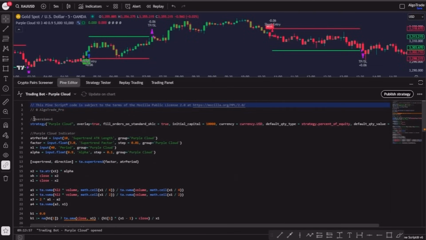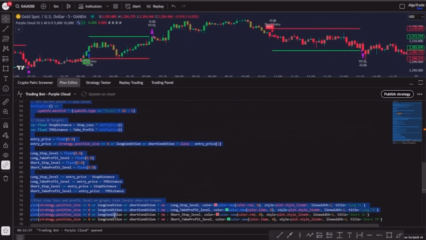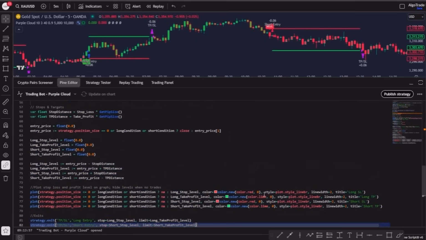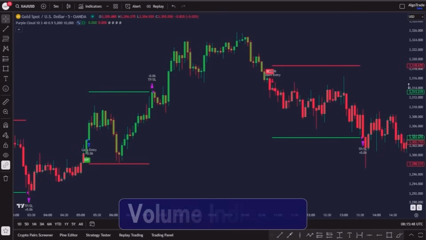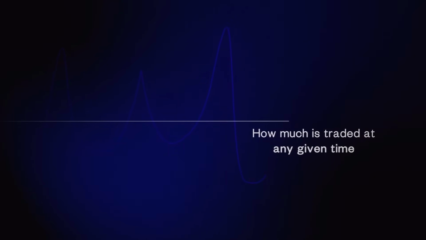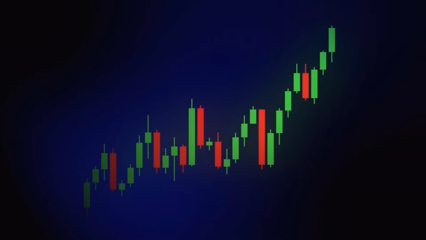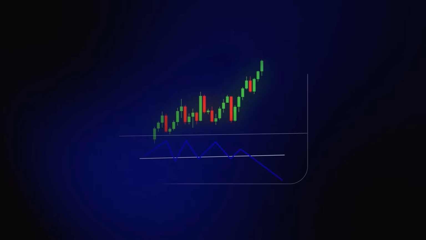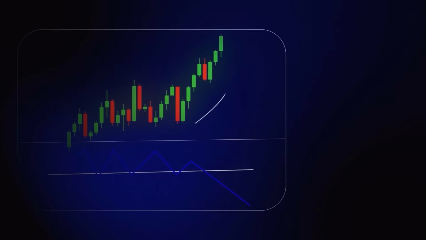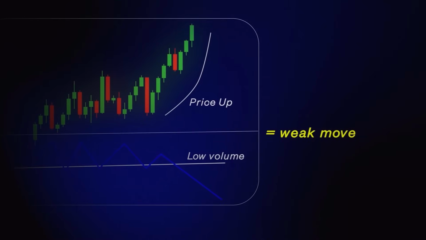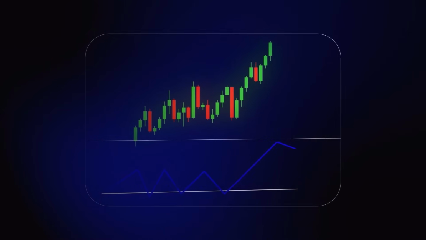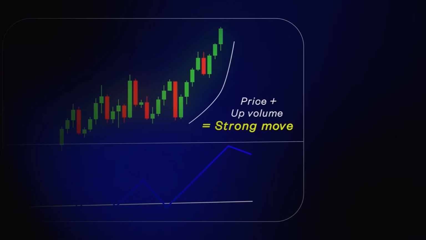We are going to upgrade the same strategy by adding one of the most important and often overlooked elements in trading, a volume indicator. In simple terms, volume tells us how much is being traded at any given time. It shows the level of activity behind price moves. Think of it like this: when price is going up but volume is low, there is not much conviction. That move could be weak or even fake. But when both price and volume are rising, that's a sign of strength.